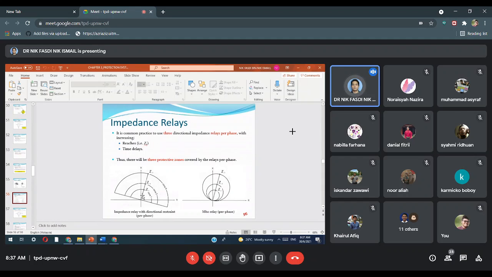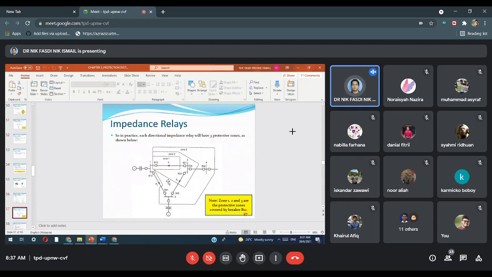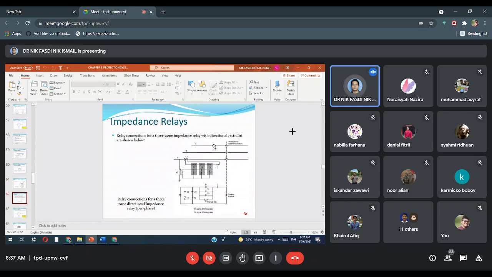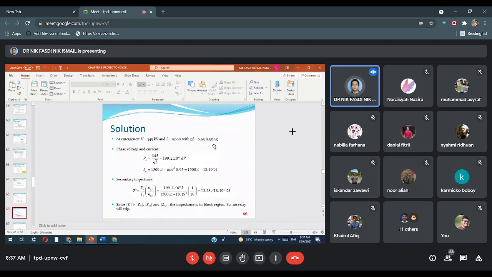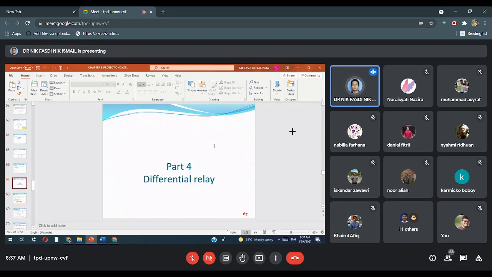Then we talk about the zone of protection, zone 1, zone 2, zone 3. So the reach of each zone is different. For example, this one is 80% cover of line 1. This one is 130% over line 1. This one the highest within the network. So this one I dah discuss sebelum ni. This one right.